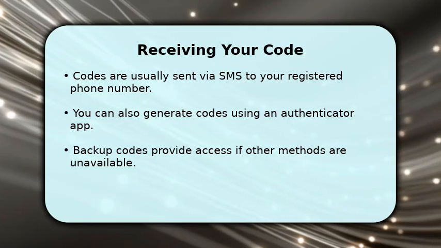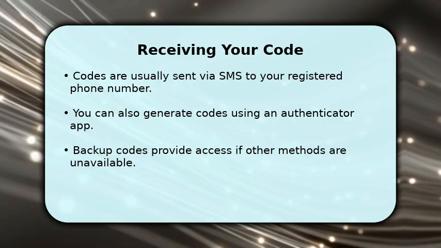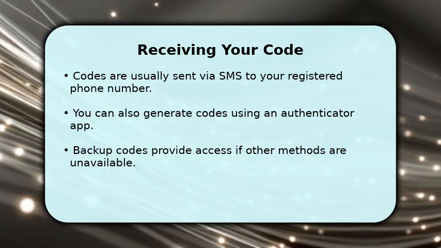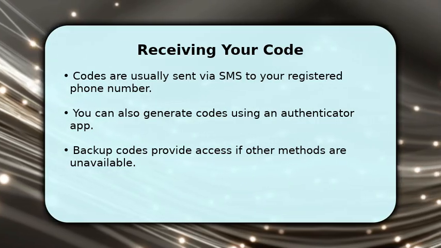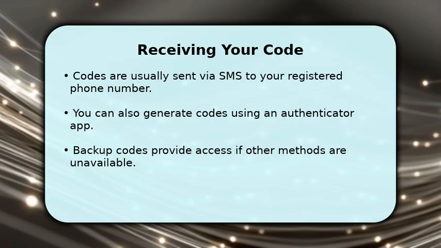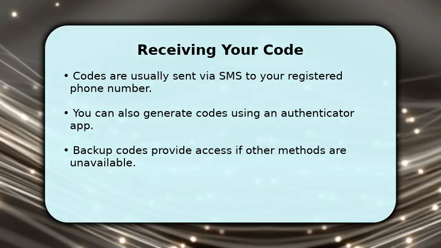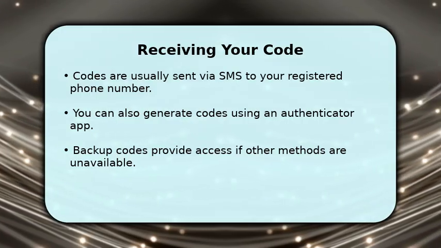There are primarily two ways to receive your verification code. The most common method is via SMS, where a 6-digit code is sent directly to the phone number linked to your X account. Alternatively, you can use a dedicated authenticator app, like Google Authenticator, which generates a new code every 30 seconds. Remember to keep your registered phone number updated for seamless delivery.